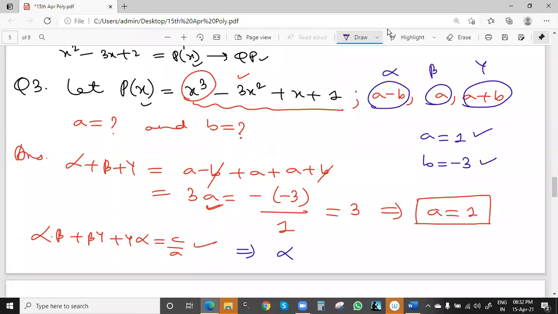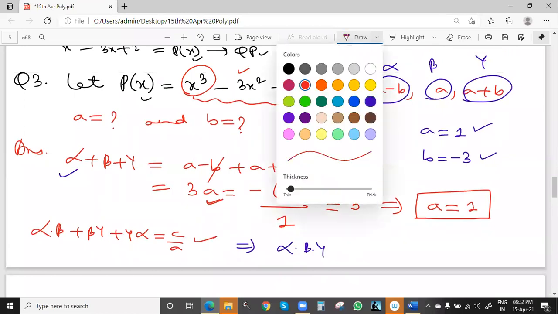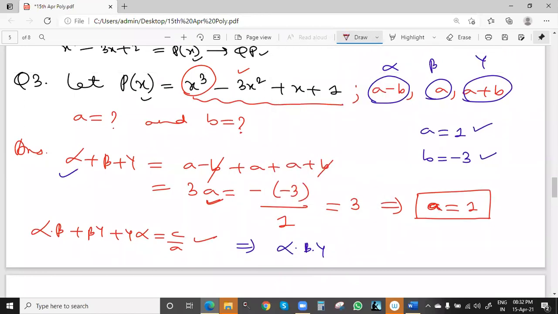Alpha plus beta plus gamma is the short one, sir. One more equation we'll get, because this time one more equation is required for obtaining the b value. We had this a value from alpha plus beta plus gamma.